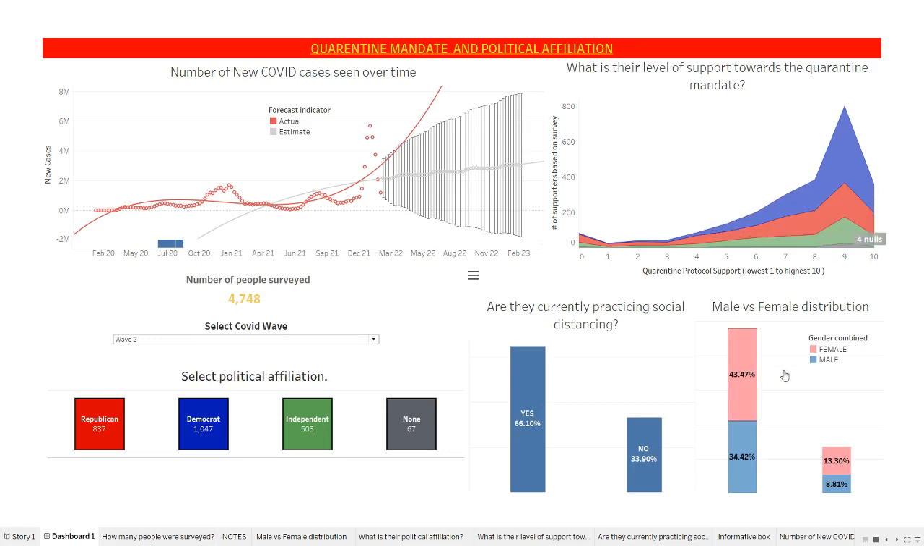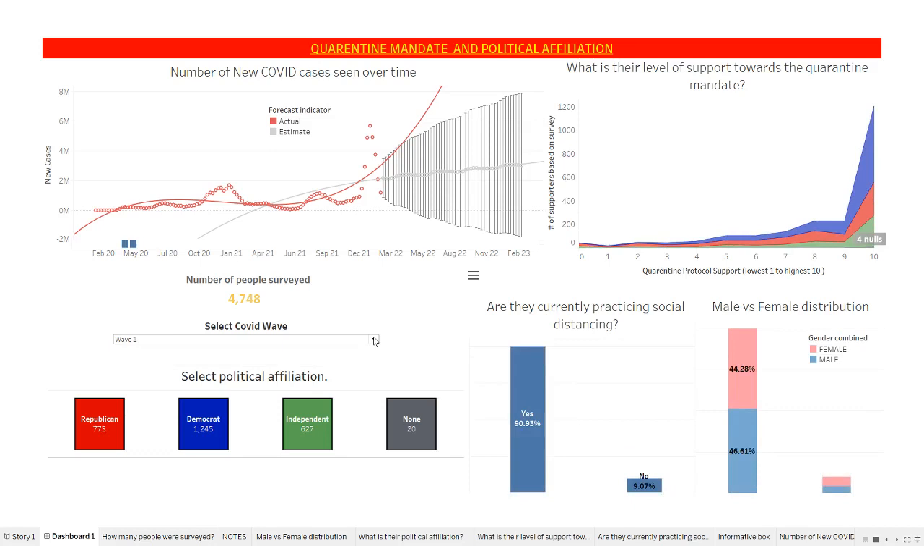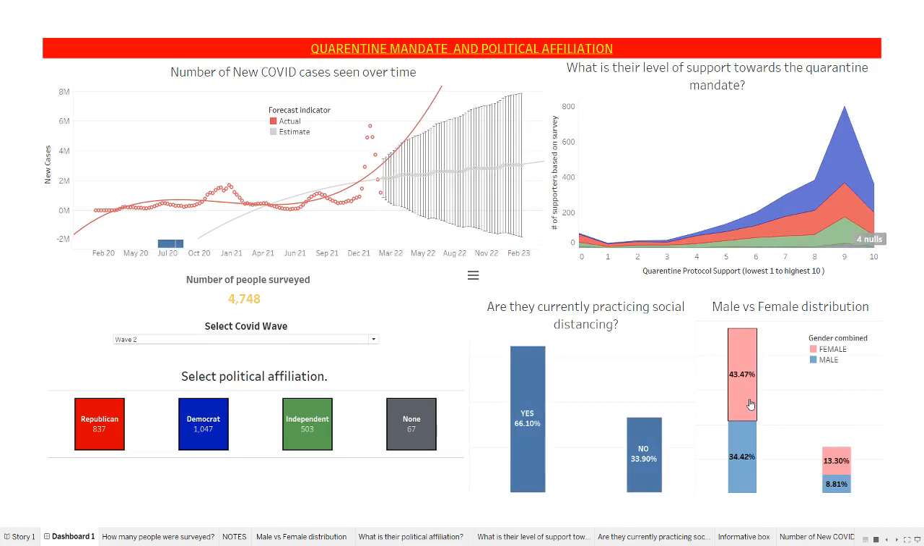And another thing that was interesting was during wave one, the distribution of male and female was pretty normal. But when wave two hit, we see more females practicing social distancing as compared to males. And this is the overall picture. We have to really dig into what is causing that behavior. Maybe women have natural maternal instincts that keep them safe. That needs to be explored.